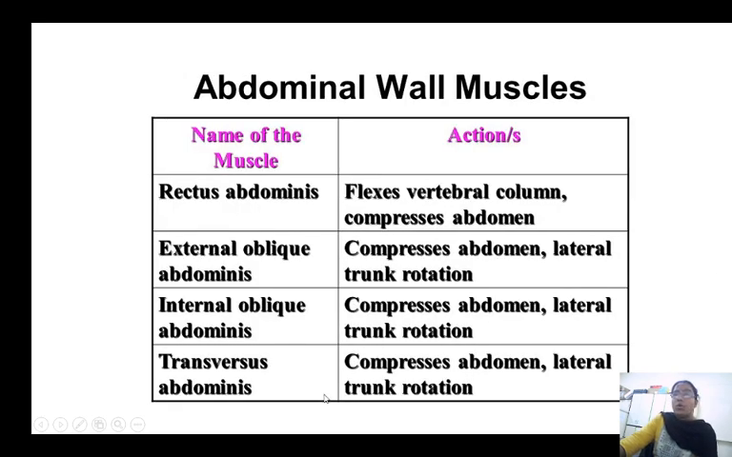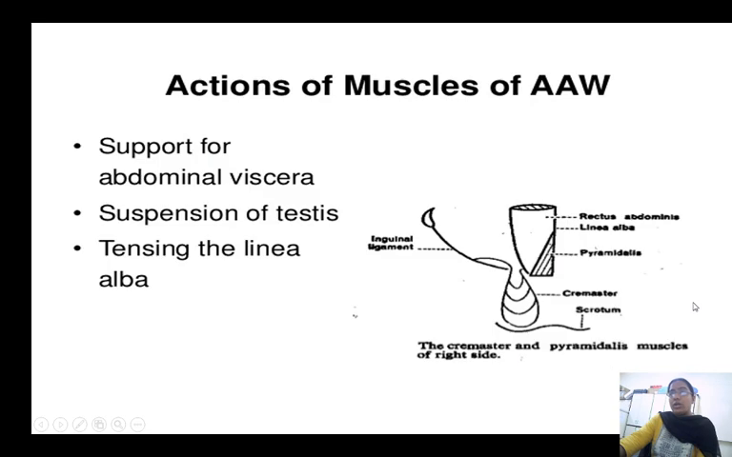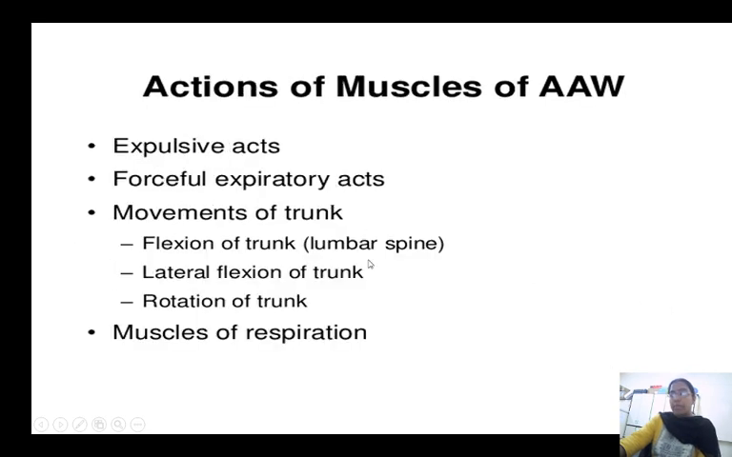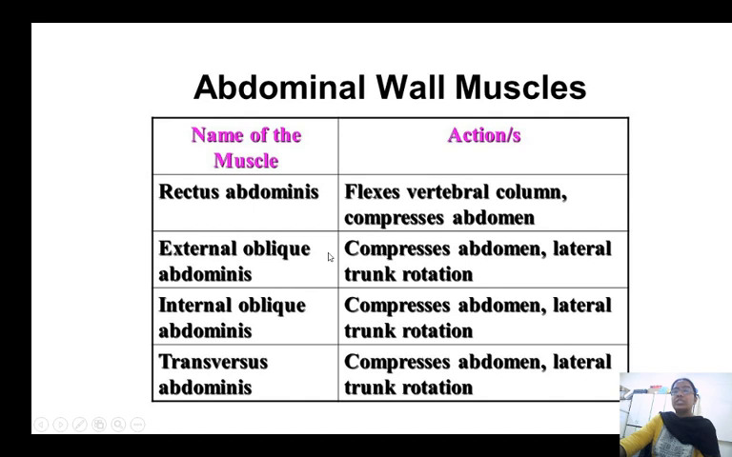All in all, for the external oblique, internal oblique and transverse abdominis, one function of the anterior abdominal wall is that it compresses the abdomen. The other function, on the vertebral column, is lateral trunk rotation. So we have divided the actions into two functions: one on the abdomen, where it compresses the abdomen or visceral organs, and one on the vertebral column, where, mostly acting on one side, it produces trunk rotation.